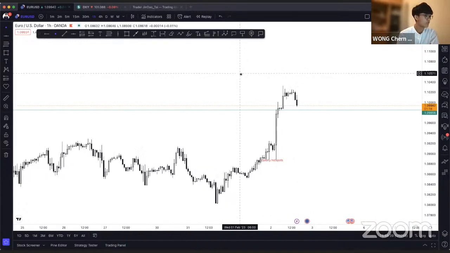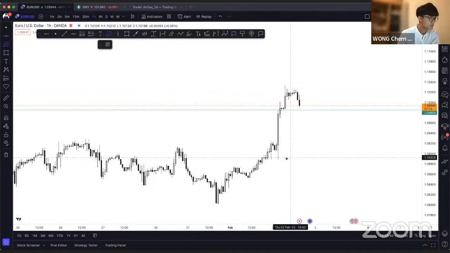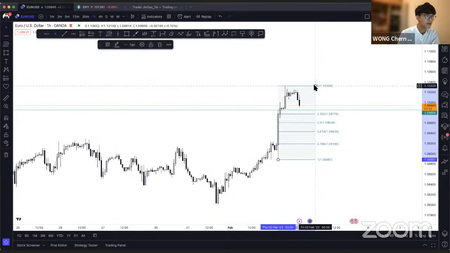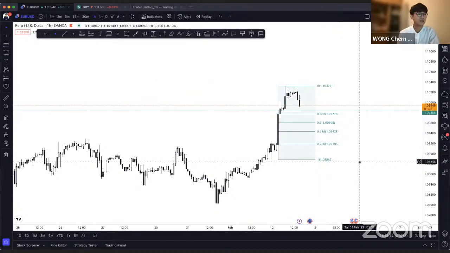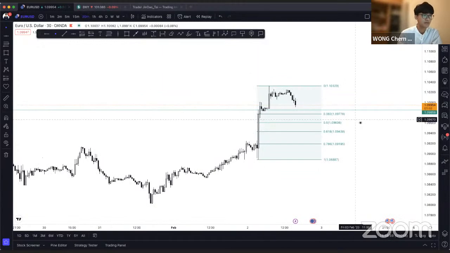If I were to draw the Fibonacci retracement from the time this entire momentum began, we can see very clearly the price has not even touched the 0.382 level, and that is a level that could definitely be tapped into.